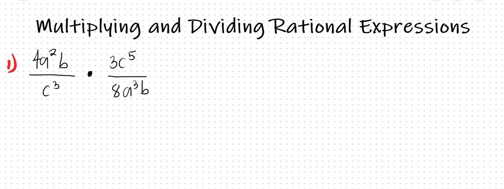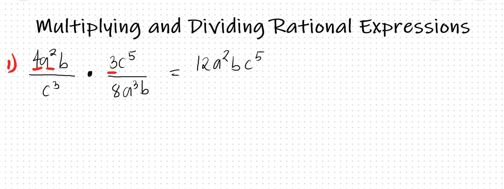For example number 1, 4a squared b all over c cubed times 3c raised to 5 all over 8a cubed b. So multiplying numerators and denominators. Again, numerator to numerator, denominator to denominator. So this time, just simply multiply 4 and 3. The result is positive 12, right? 4 times 3, that is positive 12. Next, multiply a, or just simply copy a squared, same with b. And then, just simply copy c raised to 5.